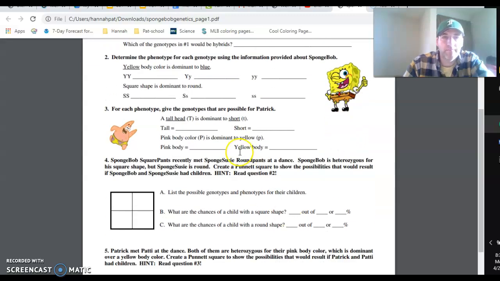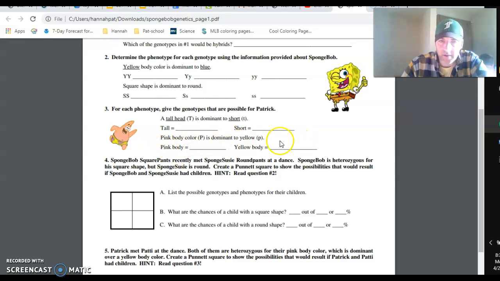In number 3, you're doing the reverse. It gives you a phenotype, tall, short, and you need to write what genotypes would be possible for Patrick to get those characteristics. So for example, it tells you a tall head is dominant to a short, and it tells you the letters we're using. So to get a tall head, he would have to either have 2 capital T's or a capital T and a lowercase t. To get the short head, he would have to have 2 lowercase t's.